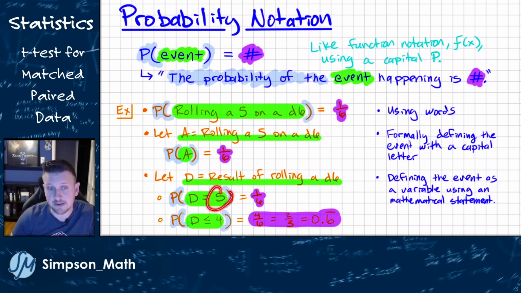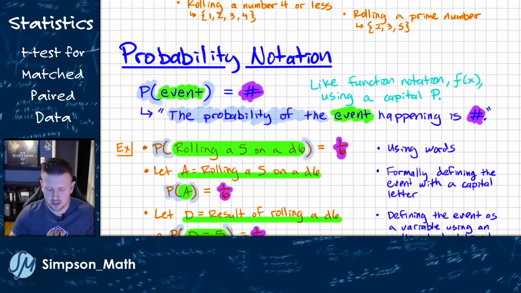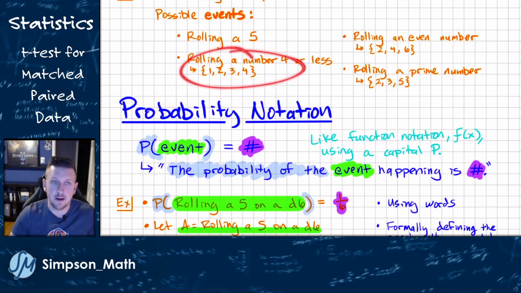So the likelihood that I get a 5 out of a 6-sided die, they're all equally likely, so I have a 1/6 chance of that happening. Or less than or equal to 4, so that'd be a 1, 2, 3, 4, just like what I described up here.